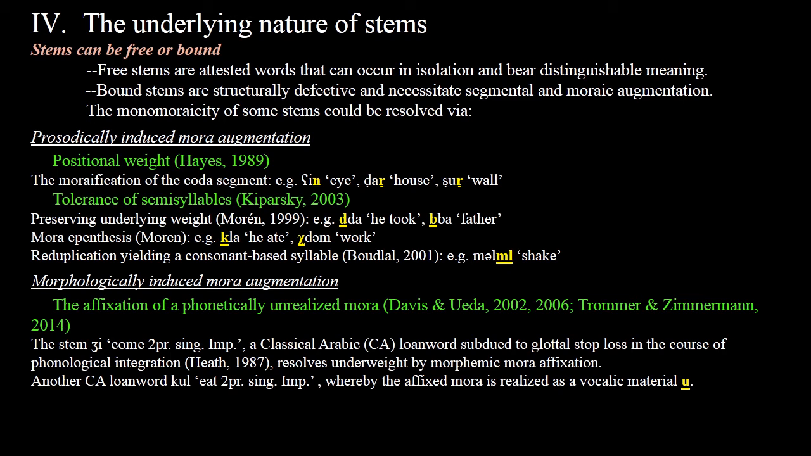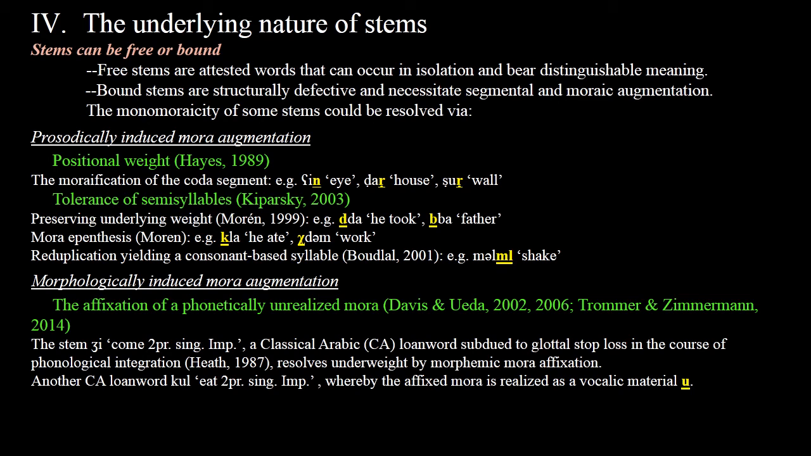What is of interest to the present discussion is to figure out in what ways stems, be they free or bound, are assigned full prosodic structure. And the best illustration would be the monomoraic words. The monomoraicity of some stems could be resolved via prosodically induced mora augmentation, and here we distinguish positional weight, tolerance of semi-syllables by preserving underlying weight, mora epenthesis, or reduplicating a consonant-based syllable.